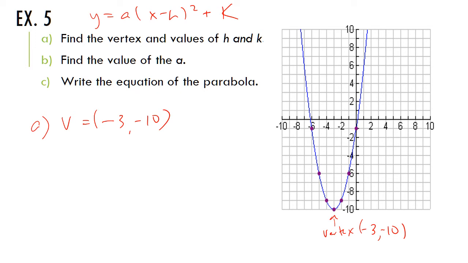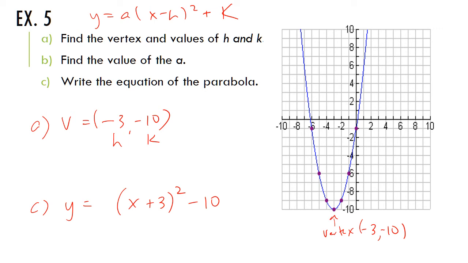Well, I'm going to skip ahead to c. We don't know what our a value is yet, but I do know h is always opposite. So if I said that my vertex, by looking at the graph, is -3, when I throw it back into the equation, what should it be? It should be the opposite of -3. So x plus 3 squared, and then your k value. So the only thing we're missing is the a.